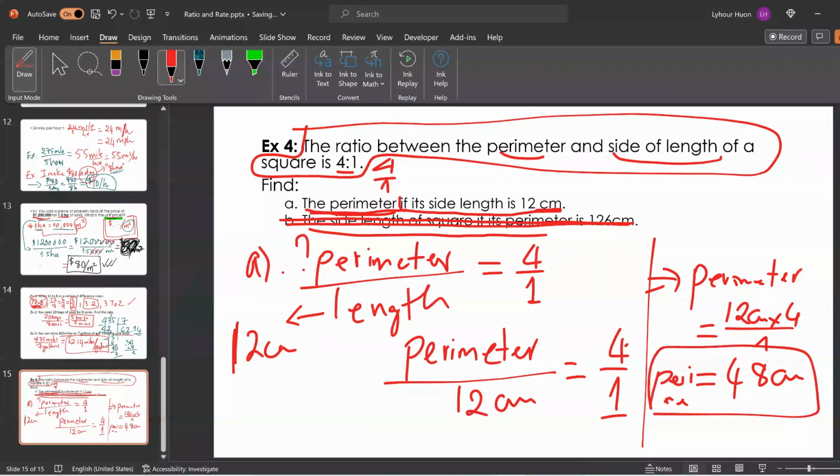So for question B, do we use the information from question A? No, we just completely ignore question A. Question B is not involved with question A. So delete here. Find the side length of a square if its perimeter is 126.